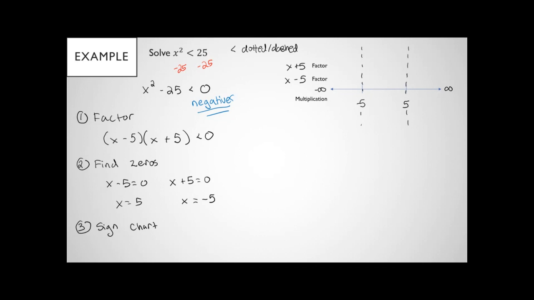So now I'm going to plug in numbers, so I could always pick 0 whenever possible. So 0 is between -5 and 5. And then I usually just pick one number on either side of our zeros, so like -6 and 6 to plug those in. So I'm going to first plug into, I'll start from left to right, -6 into the x plus 5. So -6 plus 5 is -1, so that's a negative. And then -6 minus 5 is -11. And then a negative times a negative is a positive.